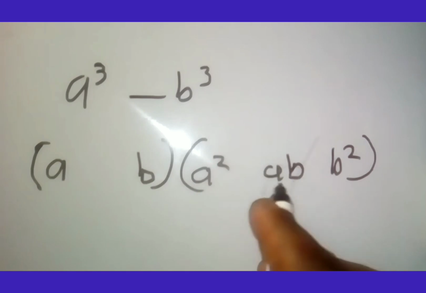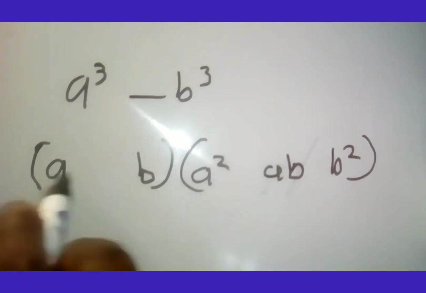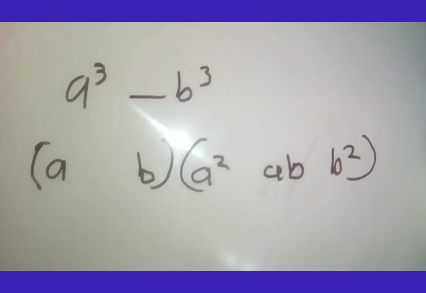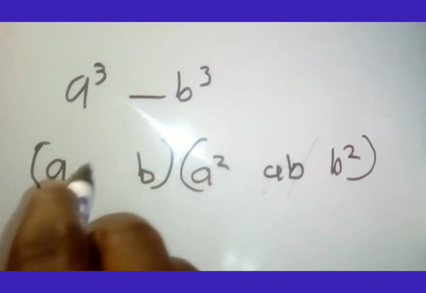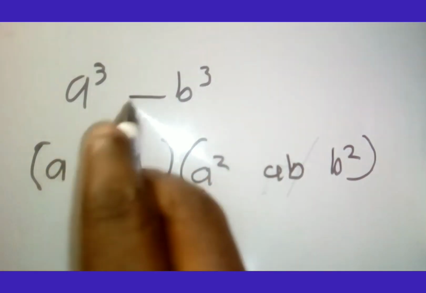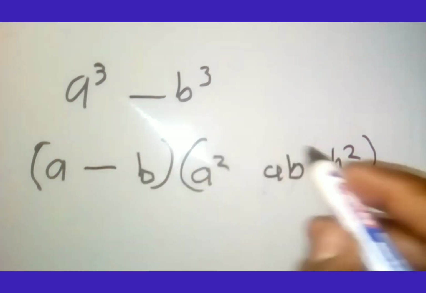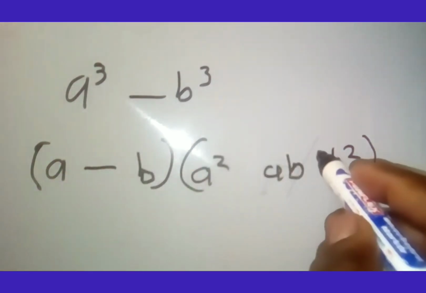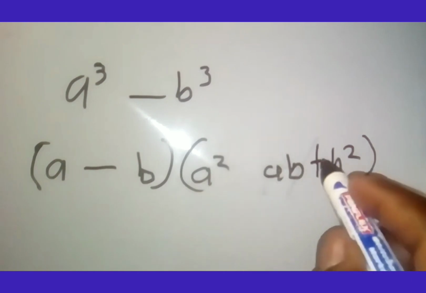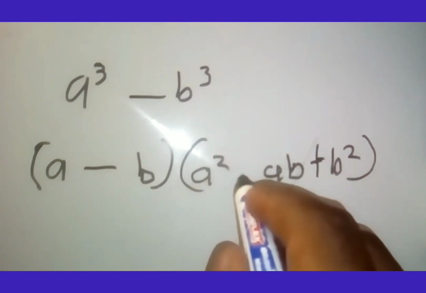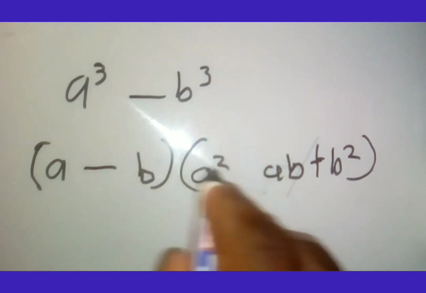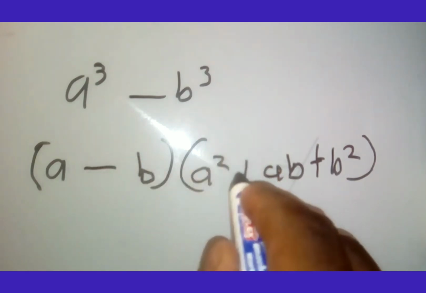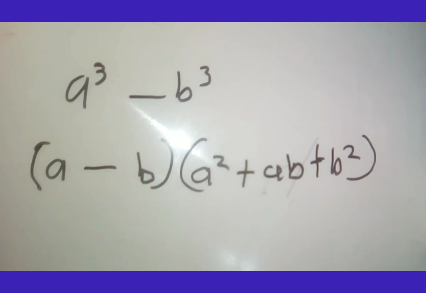For the middle term, every time we multiply those two, we just copy down the sign, whatever is there. If it's a plus, we'll put a plus. If it's a minus, we'll put a minus. Because it's a minus, we'll put a minus. Then the last one will always be a plus. And the sign of this will always contradict the sign of that. So if it's a plus, it will be a minus. If it's a minus, it will be a plus, right? So there we have it. We have just factorized it.